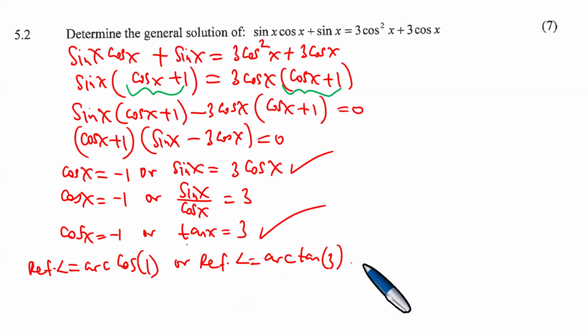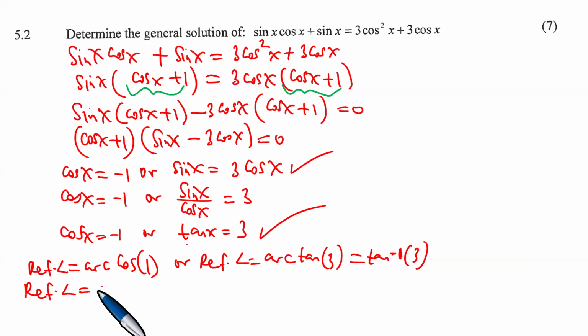Okay, I'm writing the arc tangent like this, but it can also be written this way with the exponent minus 1 there. This one is called the arc function. Now this is the reference angle. What is arc cosine 1? It's 0 degrees. And therefore here you have the reference angle.